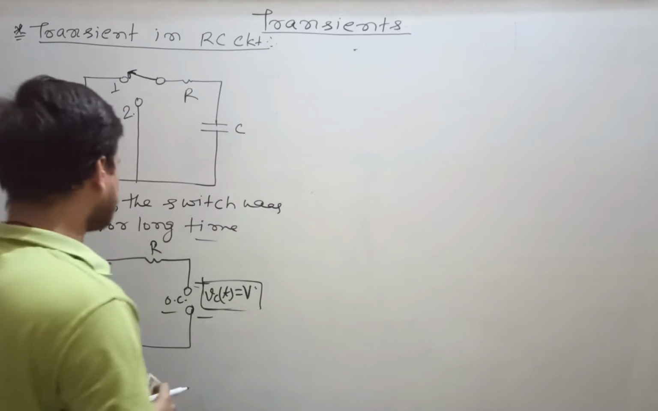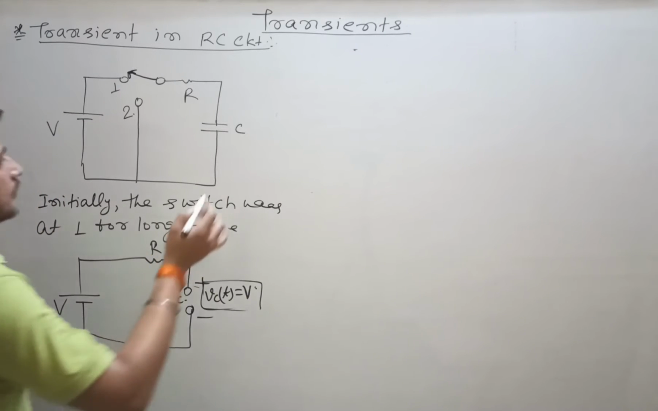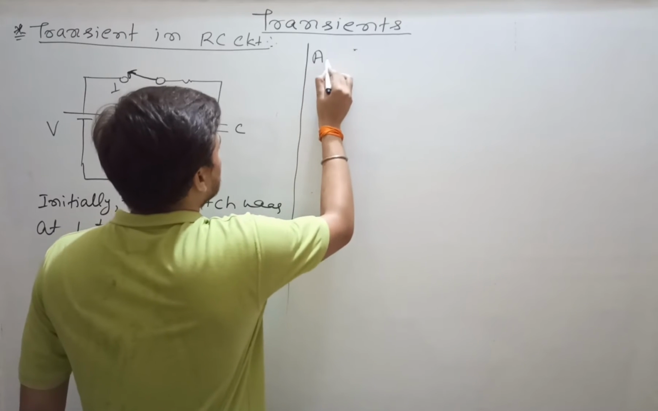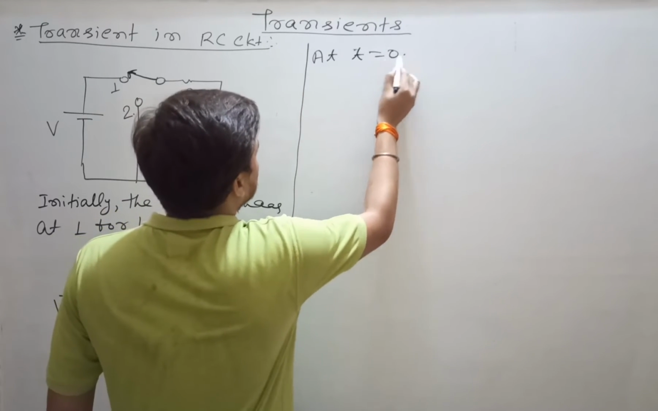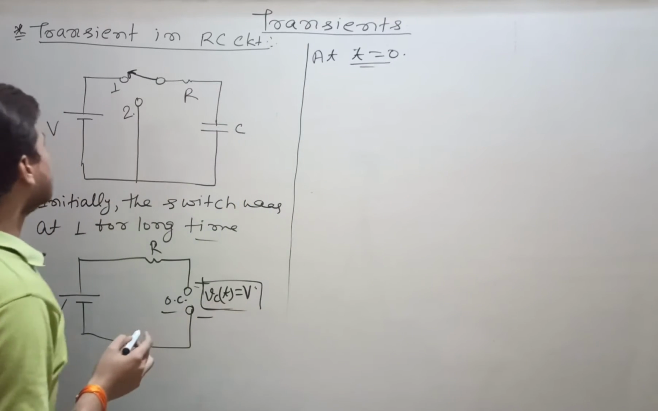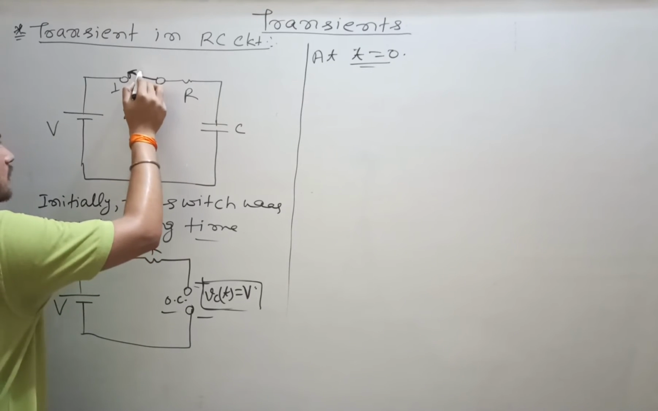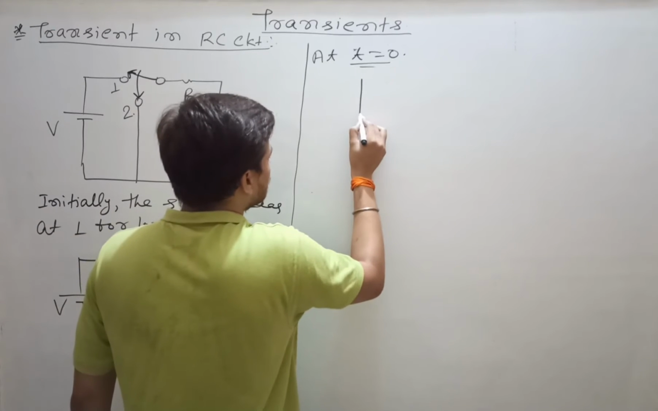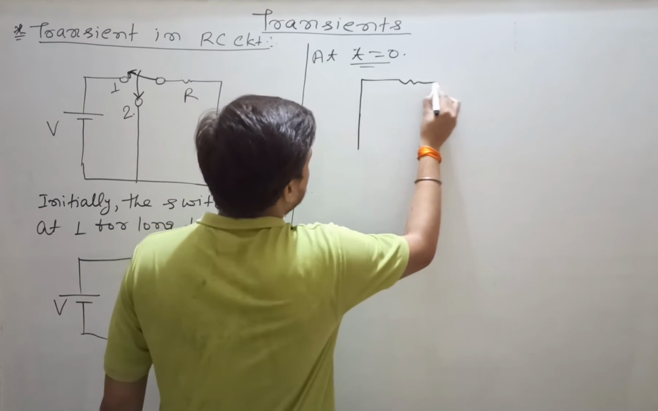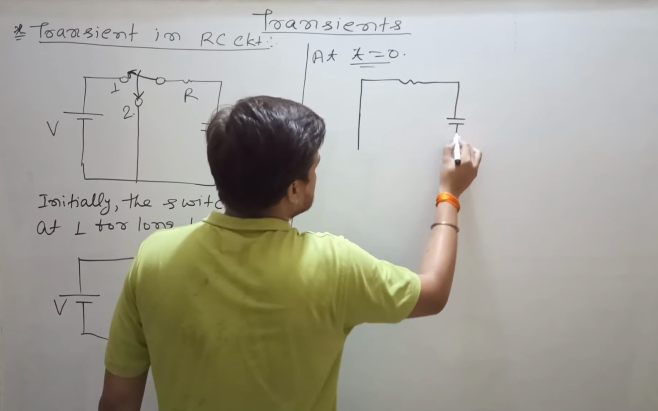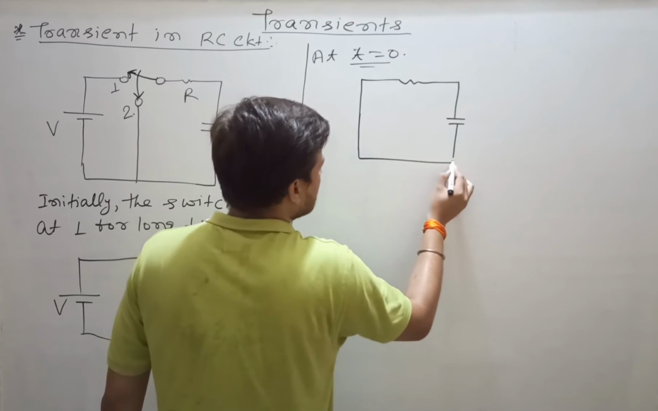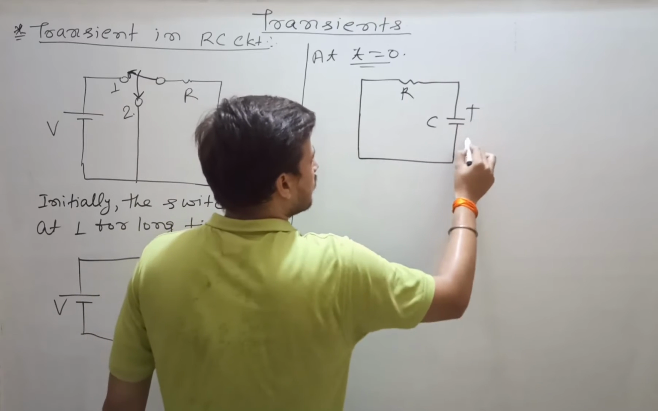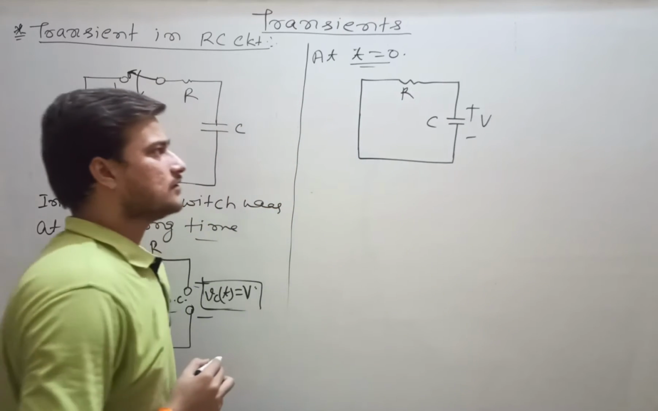Now what happens? You will see at t equal to 0, the switch has been moved from position 1 to 2. So when the switch is moved to position 2, we will show the circuit like this. R, this will be C, and here the voltage across the capacitor is V.